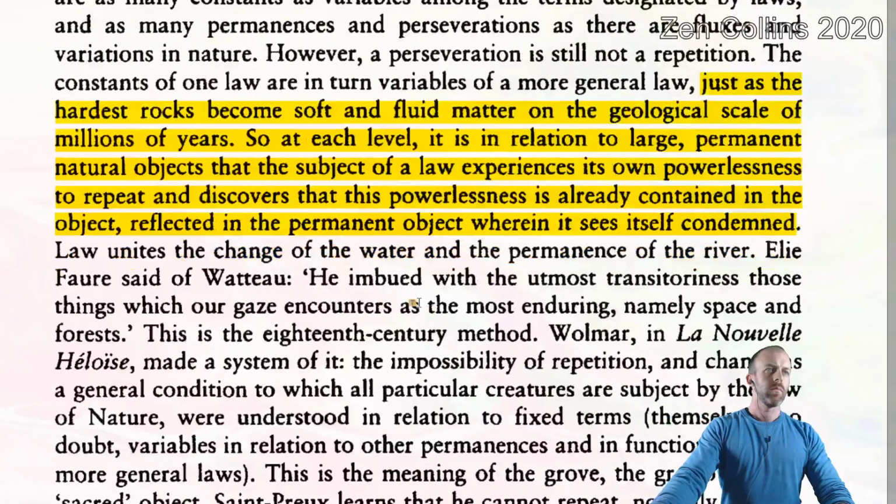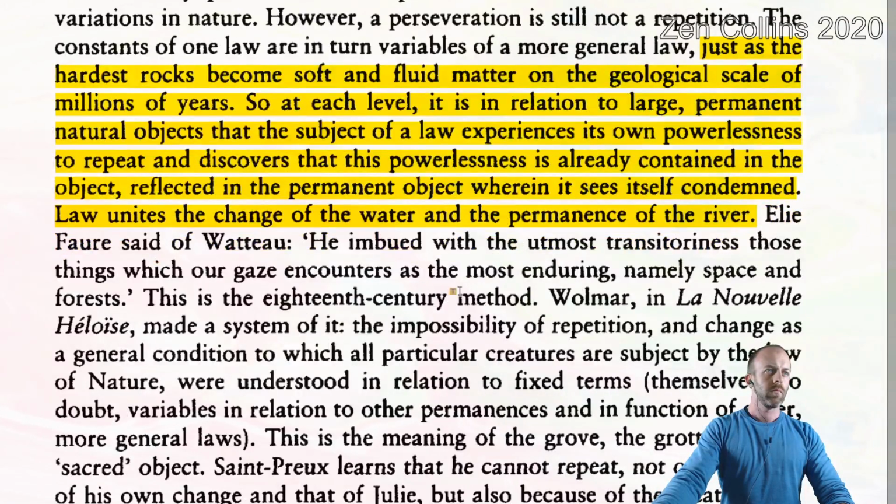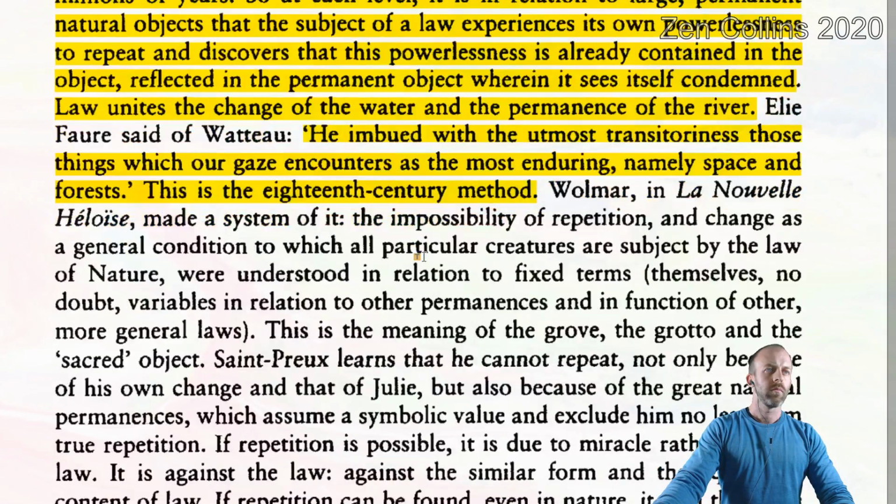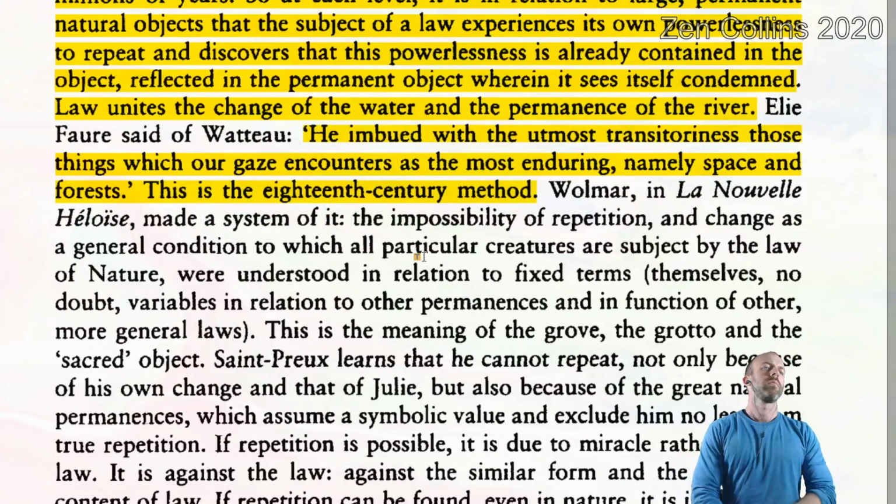Gilles Fauré said of Watteau, he imbued with the utmost transitoriness those things which our gaze encounters as the most enduring, namely space and forests. This is the 18th century method. Rousseau, in La Nouvelle Héloïse, made a system of it: the impossibility of repetition, and change as a general condition to which all particular creatures are subject by the law of nature, were understood in relation to fixed terms themselves. No doubt, variables in relation to other permanences and in function of other, more general laws.